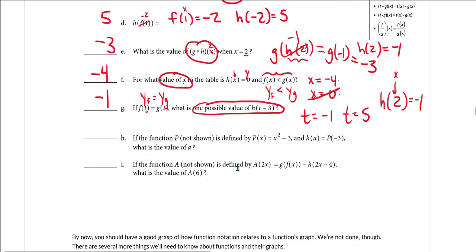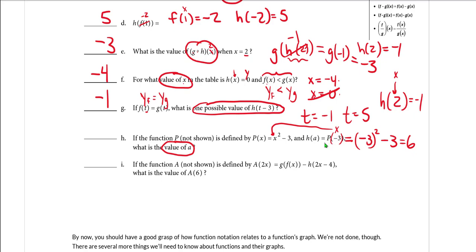H and I, and then we will wrap this up. In terms of item H, if the function p, not shown, is defined by p of x equals whatever, and h of a equals p of -3, wow, there's a lot of stuff here. Okay, so they want the value of a. So let's take a look at this. They want a place where h of a equals p of -3. So the way to start here is just to take this -3, which again is an x value, in parentheses, and get that x into the p function. So let's do that. So p of -3 equals (-3) squared minus 3. I'm going to make sure I use parentheses here so I don't make any careless mistakes. What is that going to be? That's 9 minus 3, so that's 6.